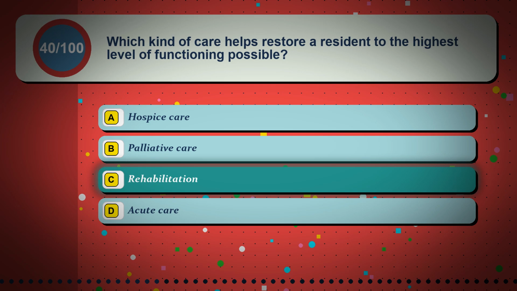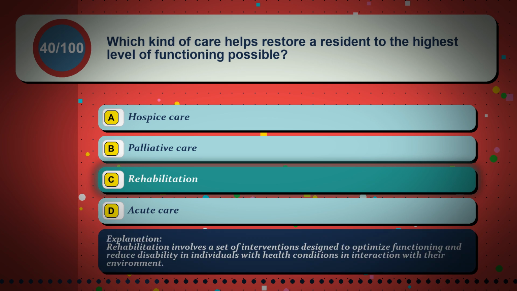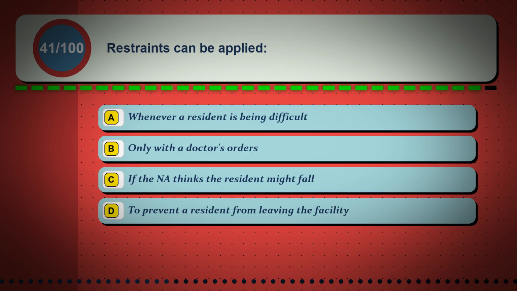The correct answer is option C. Rehabilitation. Rehabilitation involves a set of interventions designed to optimize functioning and reduce disability in individuals with health conditions in interaction with their environment. Question 41.